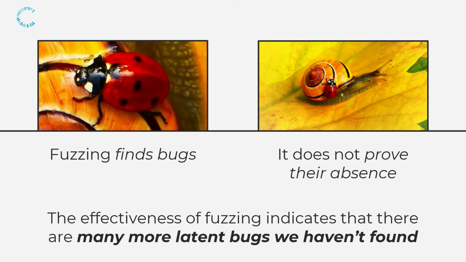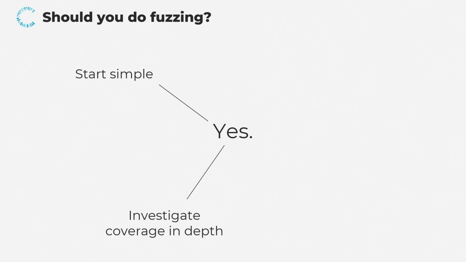So obviously I've been pretty critical here. Should you do fuzzing? Yes. Not only should you do fuzzing, but start simple, right? Start with some basic application of fuzzing in order to understand how to interact with your system. Then go forward and investigate the coverage in depth, right? Covering a node in your program doesn't mean you've actually tested it, right? No one should believe that, right?